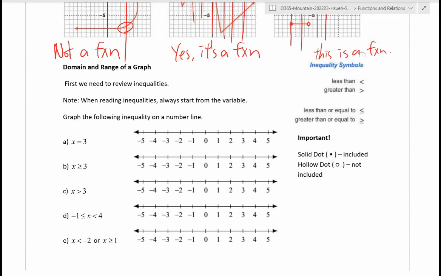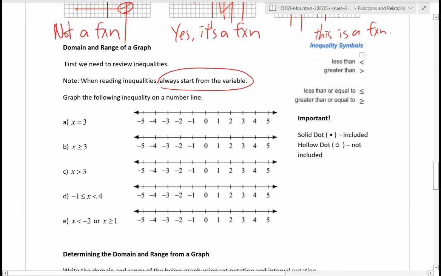Now, to write domain and range for those kinds of situations, let's review inequalities first. To read inequalities, we always start from the variable. So here are 5 examples. It says graph the following inequality on the number line. Part A, x equal to 3. So that's just 1 point. What you have to do is just draw a dot, and that's it.